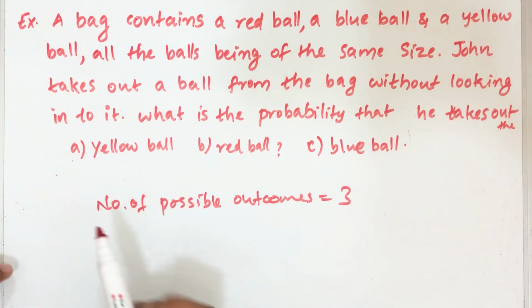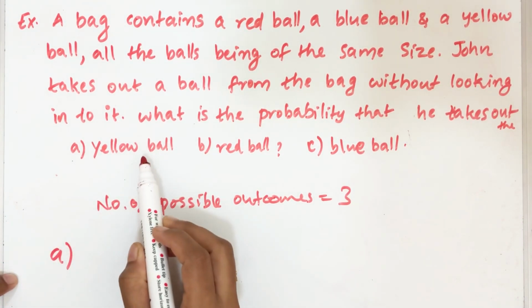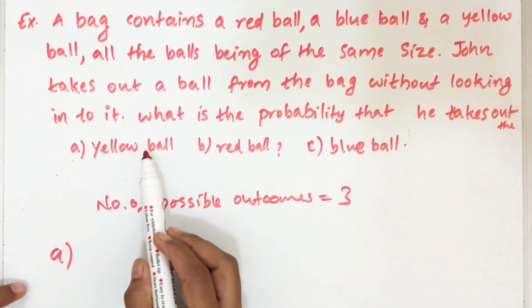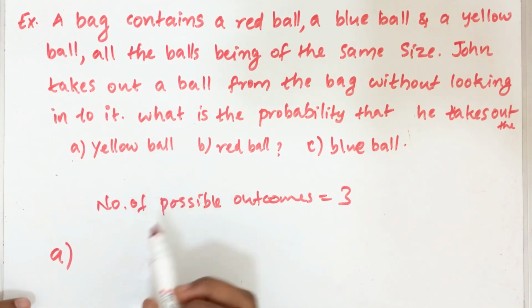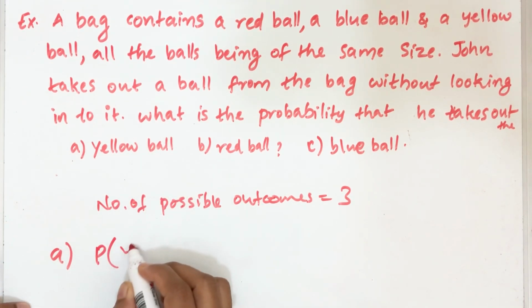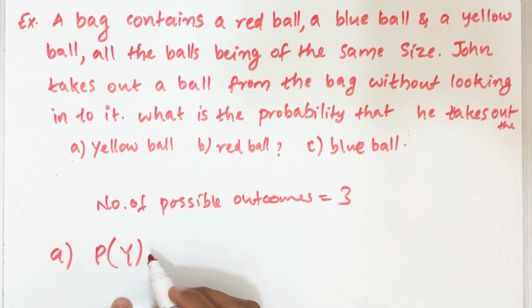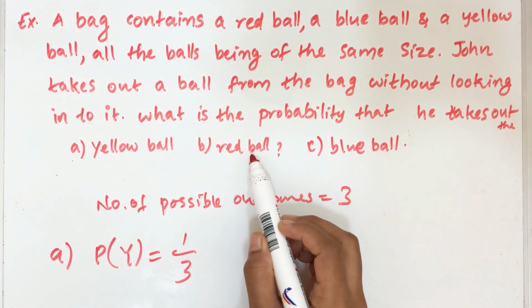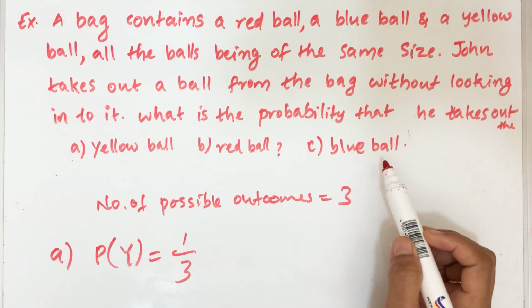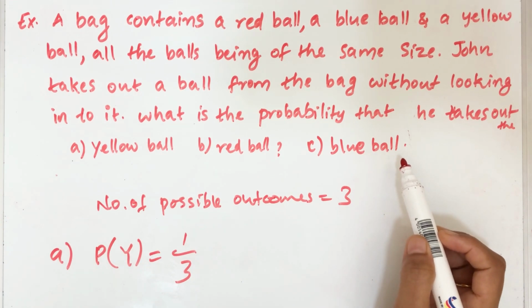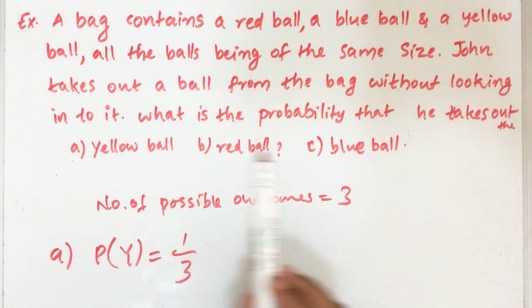So first case, getting a yellow ball. Here the outcome is only one. So probability of getting a yellow ball: we can take Y as the event of getting a yellow ball. Then P of Y is equal to 1 by 3. Like that, P of getting a red ball is also equal to 1 by 3 and P of getting a blue ball is also equal to 1 by 3. There is only one ball of each. Okay.